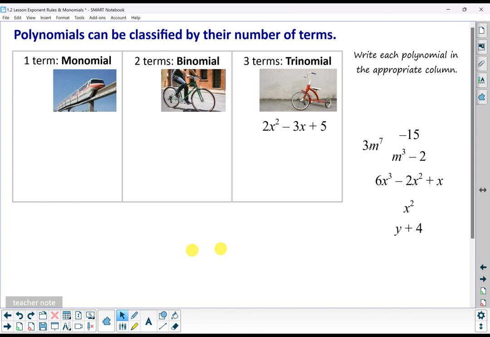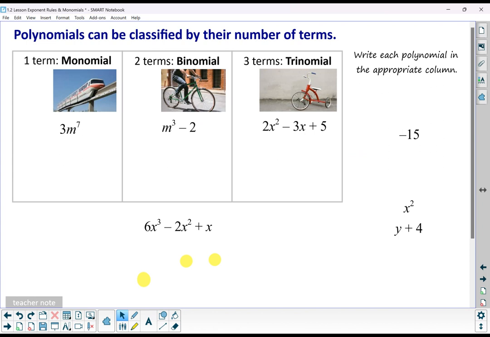This next expression, 3m to the 7th power, there's no addition or subtraction in this expression, so that means it's just one single term, and we call those monomials. I'm going to go to this one, m to the 3rd minus 2. So you can see that we have a subtraction symbol right here. Terms are always separated by addition or subtraction, so this would have 1, 2 terms. So we call that a binomial.